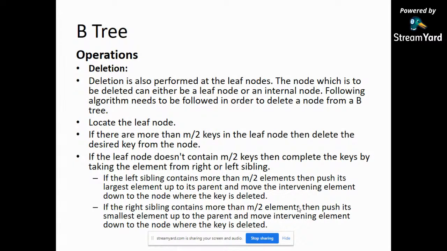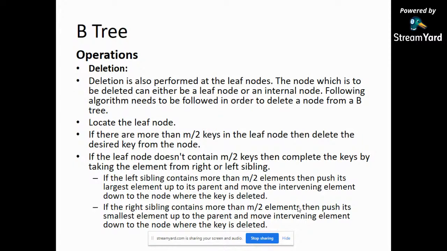First of all, locate the leaf node from which we have to delete. If there are more than m by 2 keys in the leaf node, then delete the desired key from the node. Now we have to see the minimum nodes condition. If there are more than m by 2 keys, so for example, the order of our tree is 5. 5 by 2, if we take the lower side, gives us 2. So a minimum of 2 keys should be there.